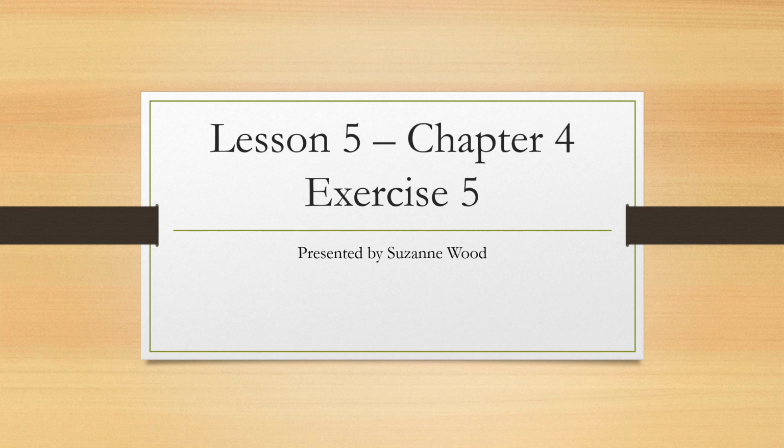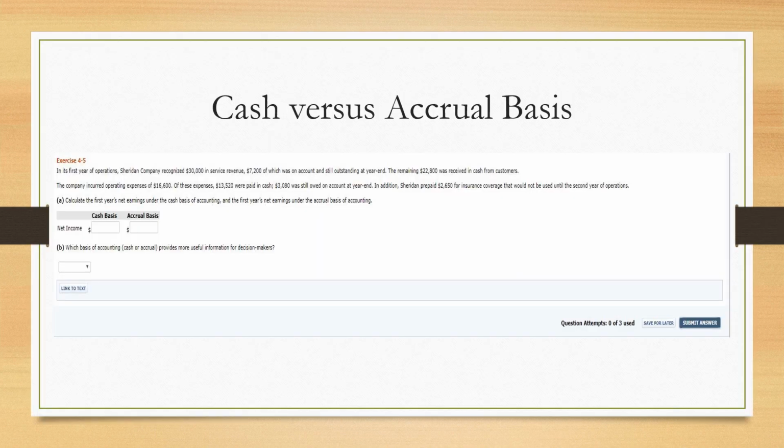I'm going to be going over exercise 5 of our chapter 4 homework from this week, lesson 5. First, I'm going to go over our problem here. It's going to be discussing some of the differentiations between cash versus the accrual basis accounting.